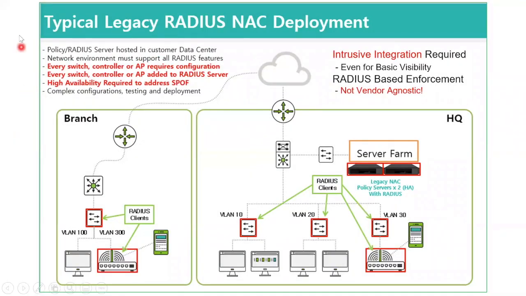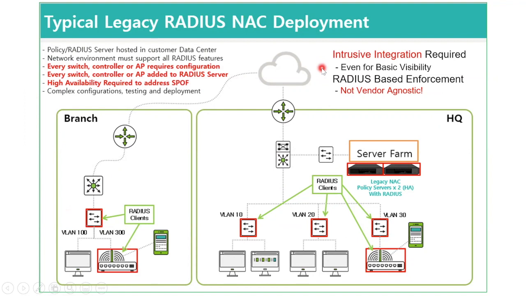If we contrast this to some other methods, so for example, we're using Radius here, what you really have is a much more complex integration, even just to get basic information like Radius accounting that tells you that devices are connecting to your network. So for this type of architecture, you have to touch every switch or controller or access point. You have to point that information to the Radius server. You typically have to configure high availability because now you have a single point of failure. And this is a very intrusive, high touch architecture to implement. And that's just for basic visibility.